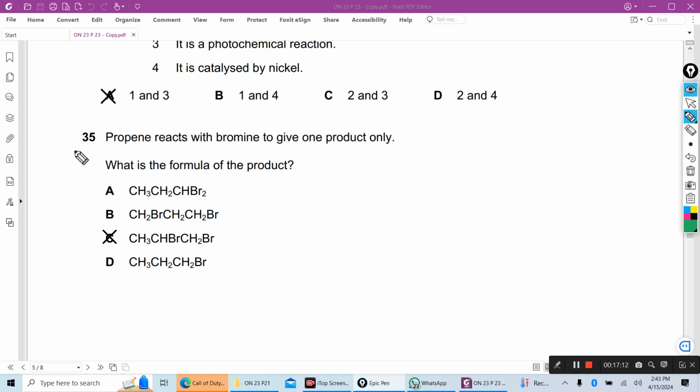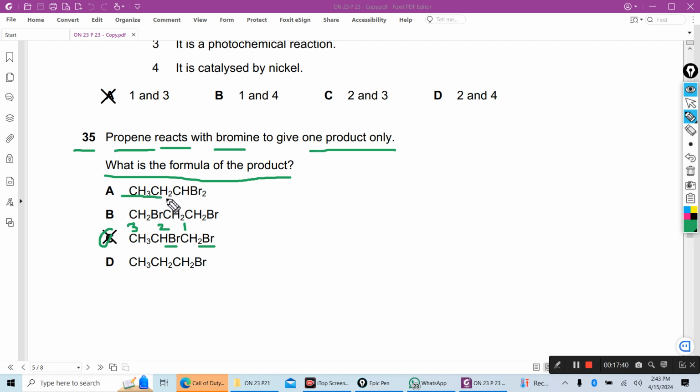Now 35. Propene is an alkene, and it reacts with bromine to give one product only. What is the formula of the product? Propene gives 1,2-dibromopropane. So this is carbon 1, 2, 3. One carbon contains one bromine, and the second carbon contains another bromine. So this product's name is 1,2-dibromopropane. C is the right answer.